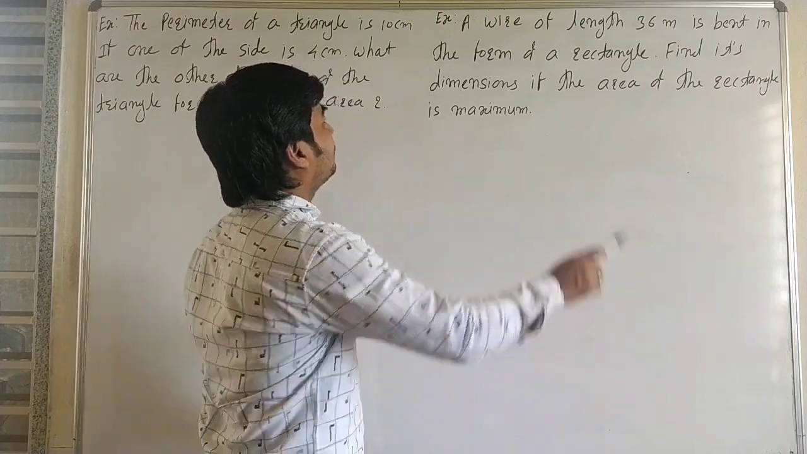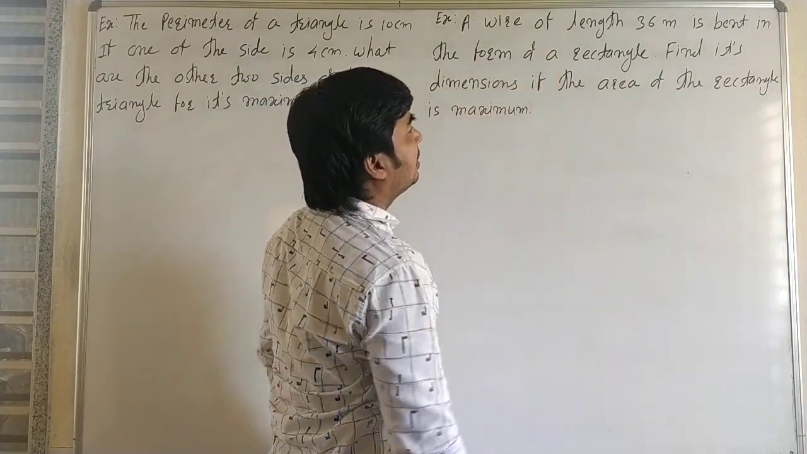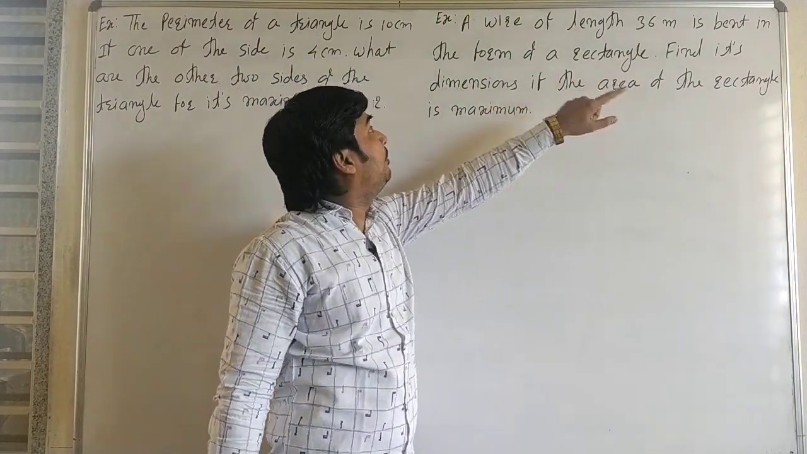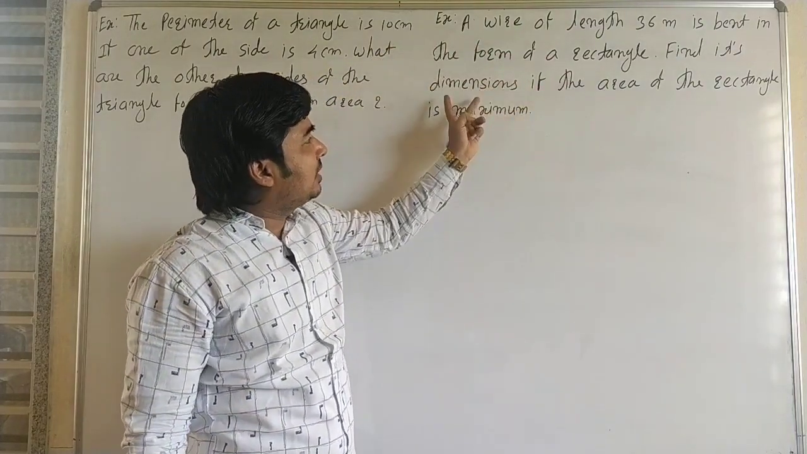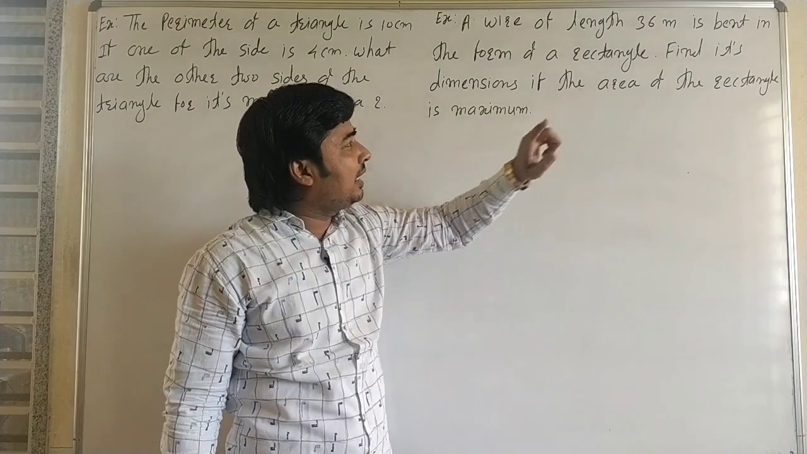The next example: a wire of length 36 meter is bent in the form of a rectangle. Find its dimensions if the area of the rectangle is maximum.